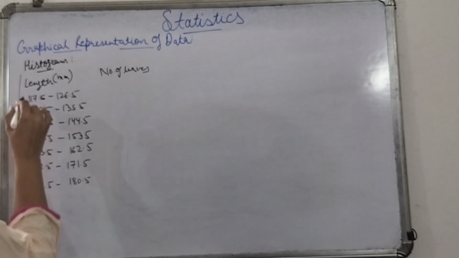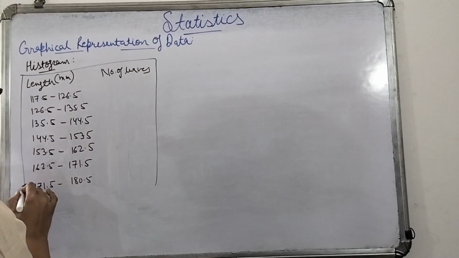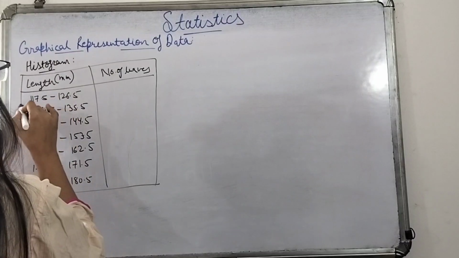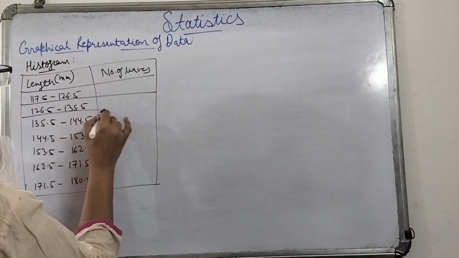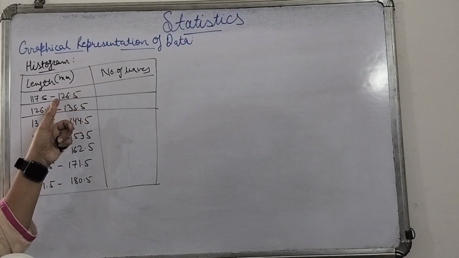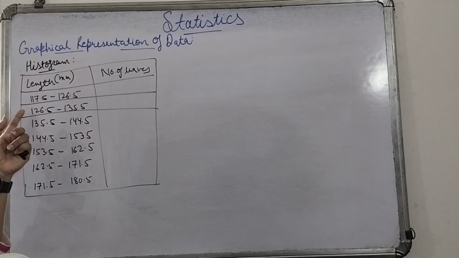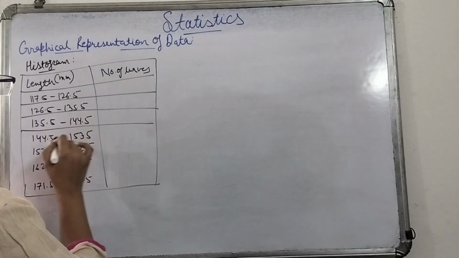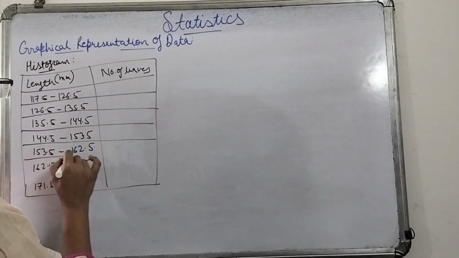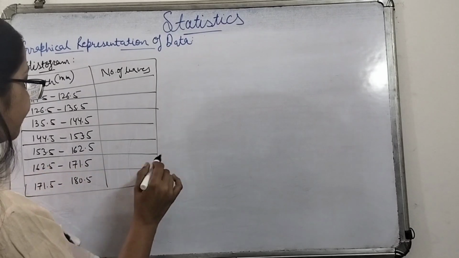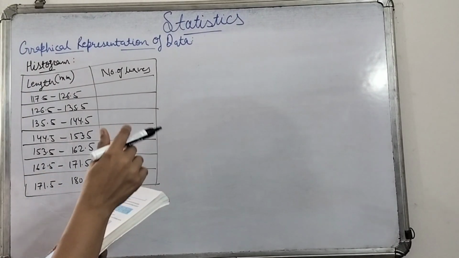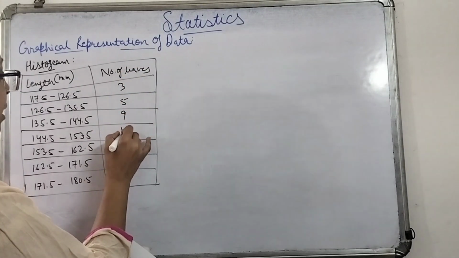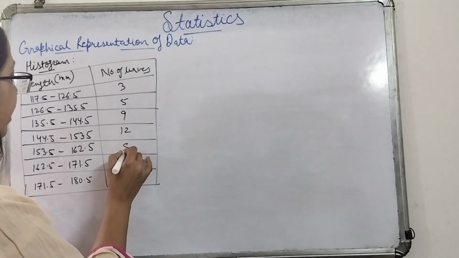So this is our class interval, which is continuous because where the upper limit of the first class interval is ending, over there the second class interval's lower limit is starting. The upper limit of this class interval is 126.5 and the lower limit of the next class interval is 126.5 because it is the same. So it is a continuous class interval. We have converted it because histograms are used for continuous class intervals only. Now the frequencies, the number of leaves, will be seen. It is 3, 5, 9, 12, 5, 4 and 2.